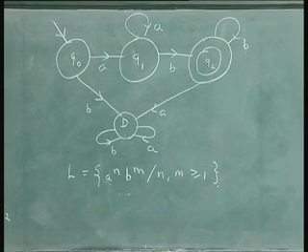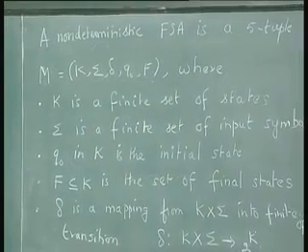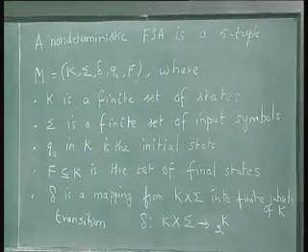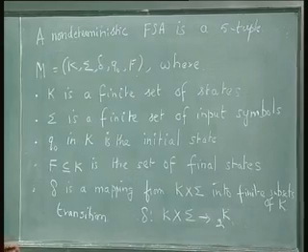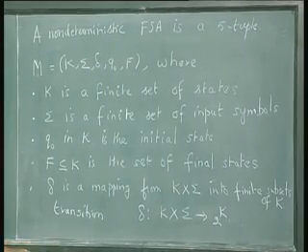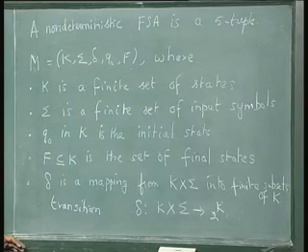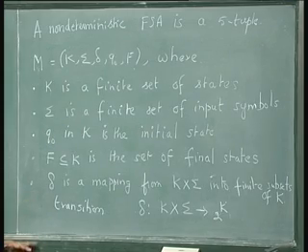finite automaton. A non-deterministic finite state automaton is a five tuple M equal to (K, Sigma, delta, q naught, F), where again K is the finite set of states, Sigma is a finite set of input symbols, q naught in K is the initial state, F contained in K is a set of final states, delta is a mapping from K cross Sigma into finite subsets of K. This is where the difference comes.